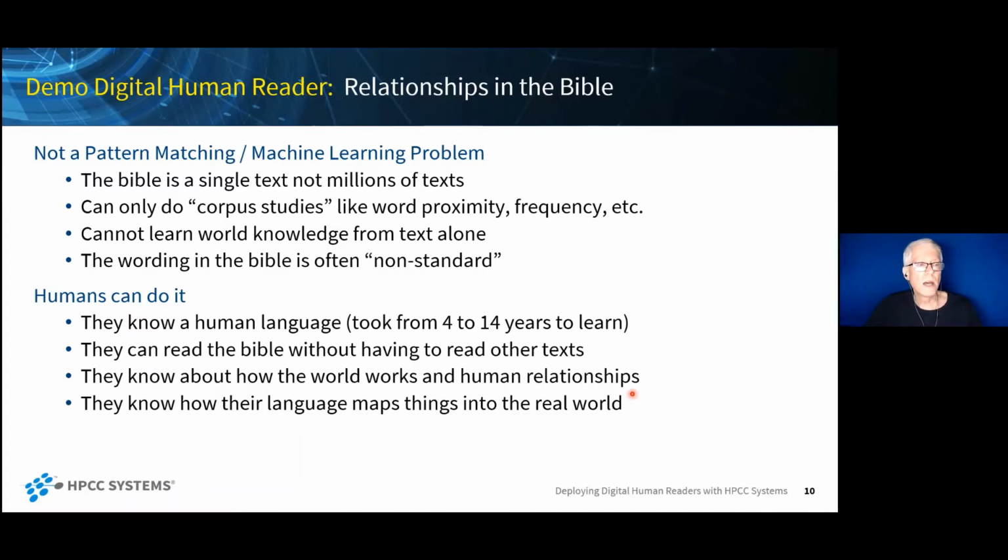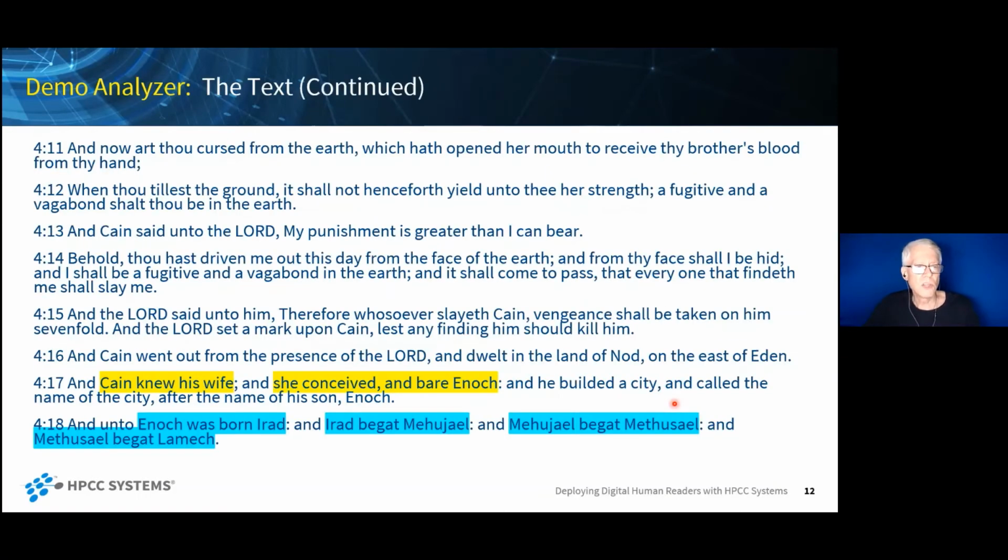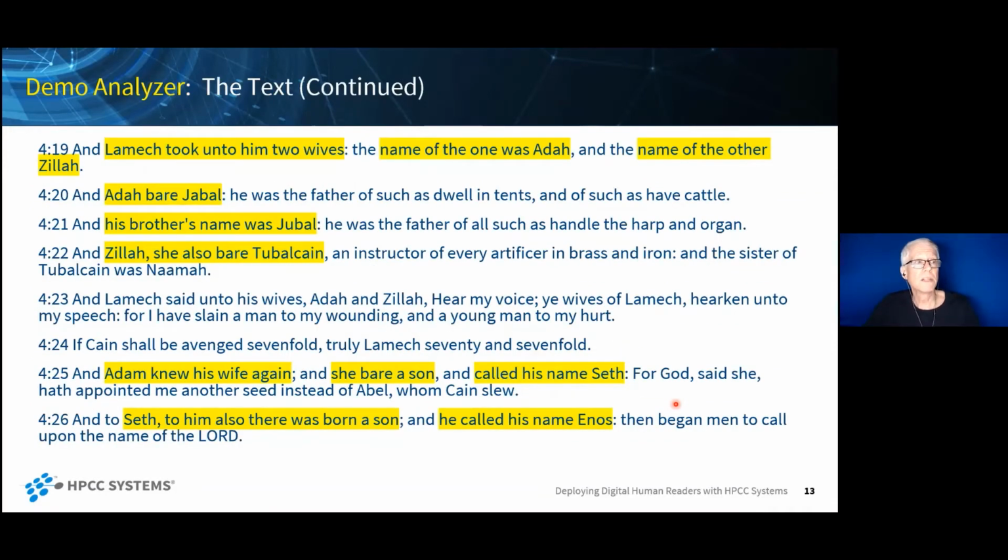Humans can read the Bible without having to read other texts to understand it. They know about how the world works and human relationships, and they know how their languages map into the real world. So humans do have an advantage. This is the text. Everything you see in yellow is what our new parser is going to get, and what the parser today won't get. You can see at the bottom there is what it can get, the few begat functions. You can see again some more yellow, and here we have a lot more yellow.